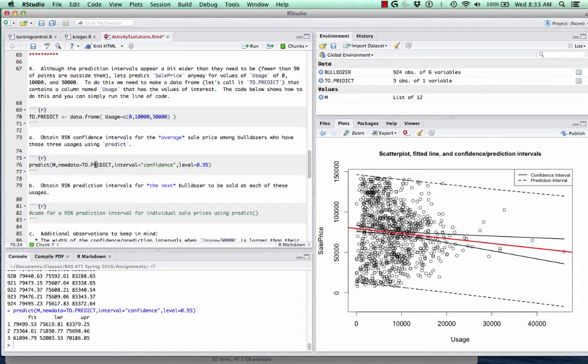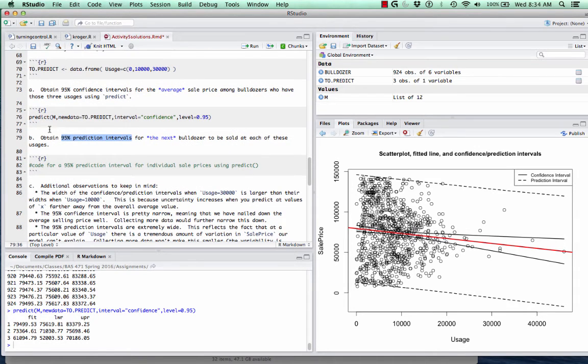Okay, so that's great if I want to just predict the typical selling price of bulldozers in general, but most likely I'm going to be using this model to make predictions about a particular bulldozer that might just be coming up for auction. And so in this case, I would like 95% prediction intervals. Prediction intervals are for individuals, confidence intervals are for averages. So how would I do this? Well, just a small modification of the code I just wrote.